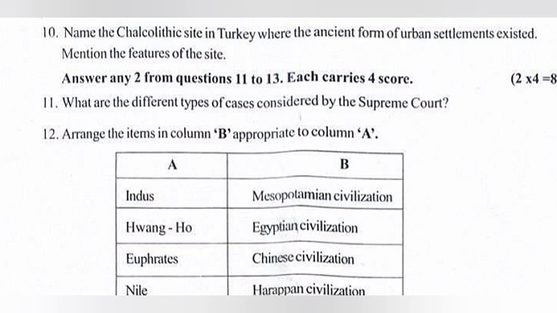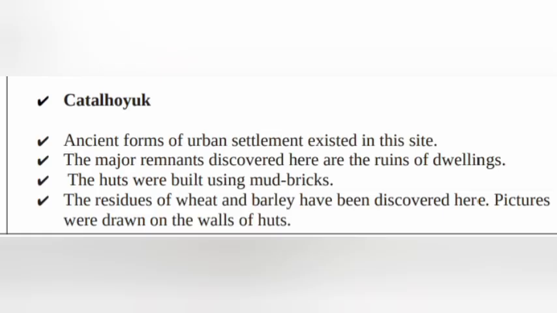10. Name the Chalcolithic site in Turkey where the ancient form of urban settlements existed. Mention the features of the site. Answer. Catalhoyuk. Ancient forms of urban settlement existed in this site. The major remnants discovered here are the ruins of dwellings.